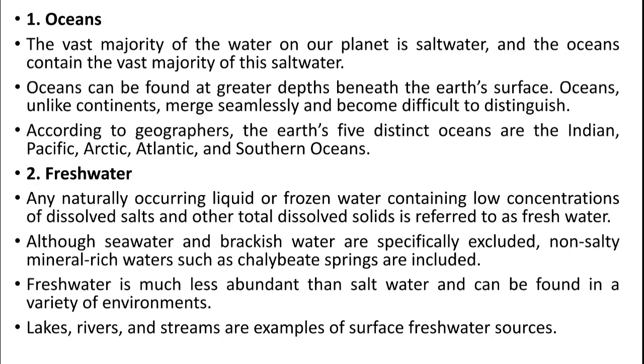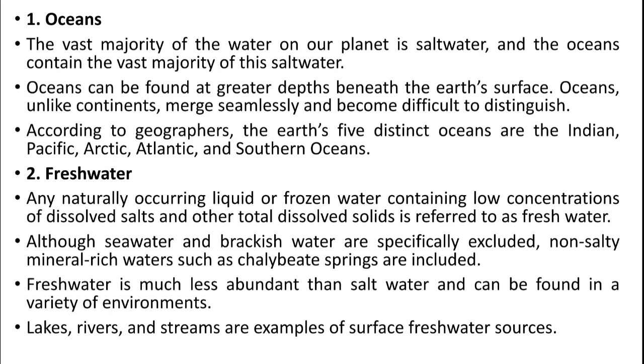Ocean. The vast majority of water on our planet is salt water, and the ocean contains the vast majority of salt water. Ocean can be found at greater depth beneath the Earth's surface. Oceans, unlike continents, merge seamlessly and become difficult to distinguish. According to geographers, the Earth's 5 distinct oceans are Indian Ocean, Pacific Ocean, Arctic Ocean, Atlantic Ocean and Southern Ocean.